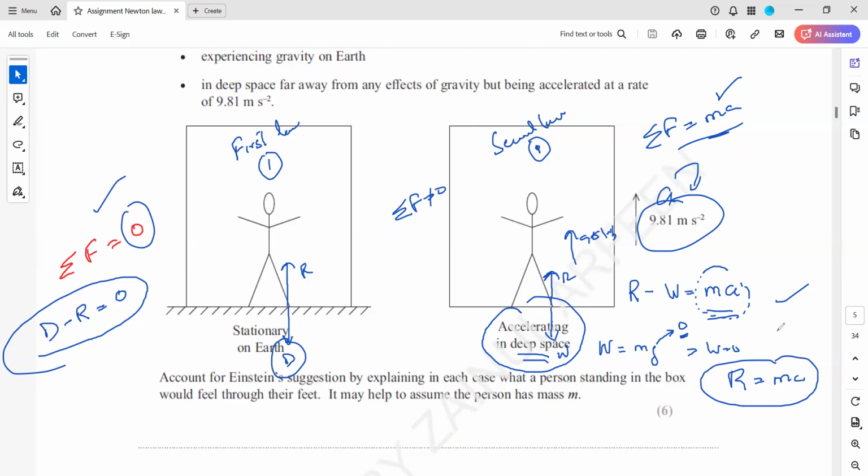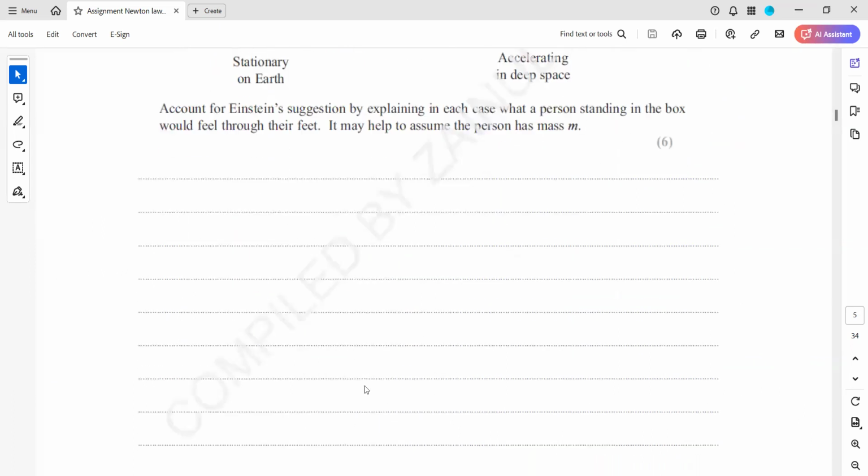That's it, because it's in deep space where the gravity is zero. If the gravity is zero, the weight will be zero. So R will be equal to ma. Is the discussion clear? How we relate the motion? Does anyone have a doubt or a question up to this point?